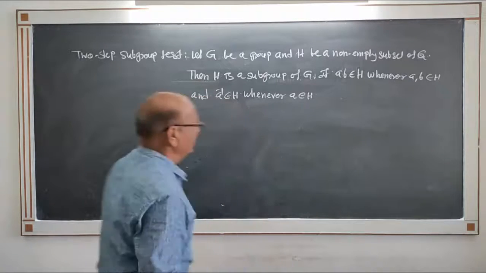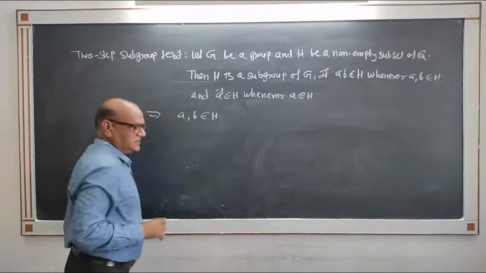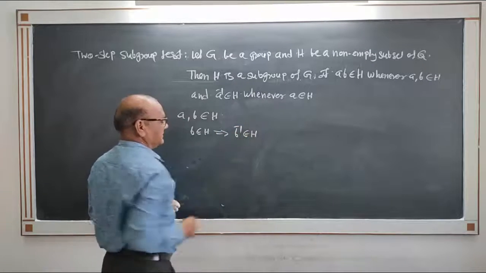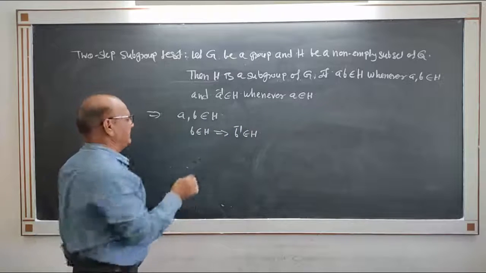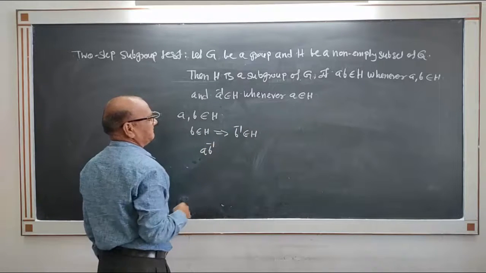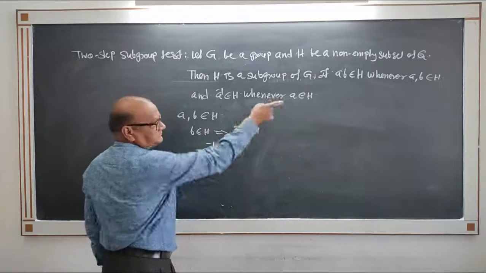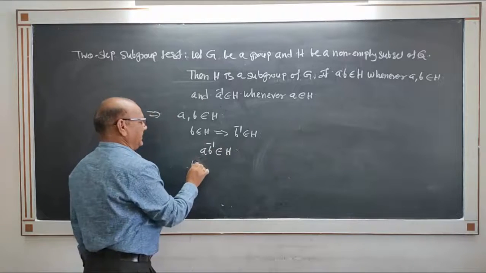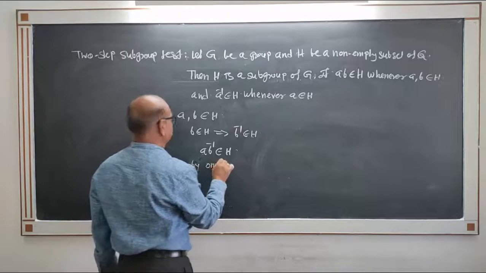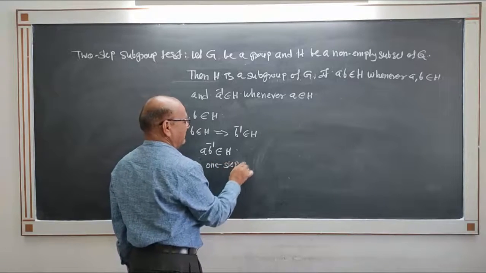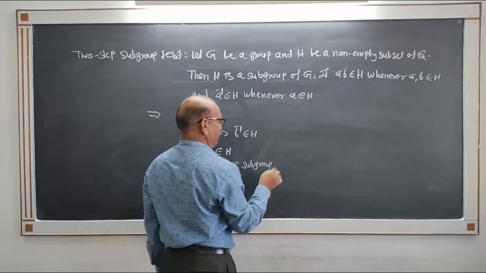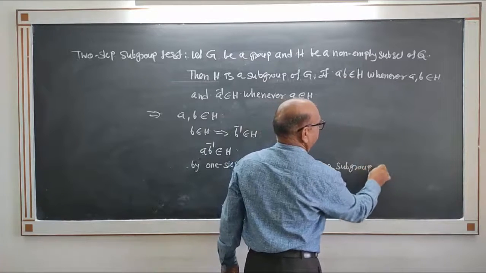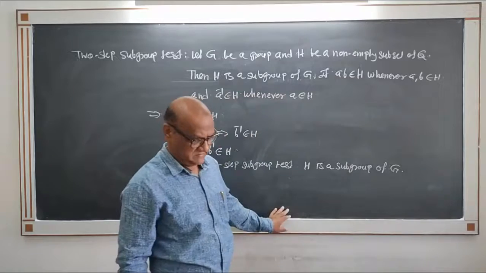See here, A, B belong to H. Here, B belongs to H by given, so B inverse belongs to H. Here A belongs to H and B inverse belongs to H, so by closure property, AB inverse belongs to H. And by one step subgroup test, H is a subgroup of G.